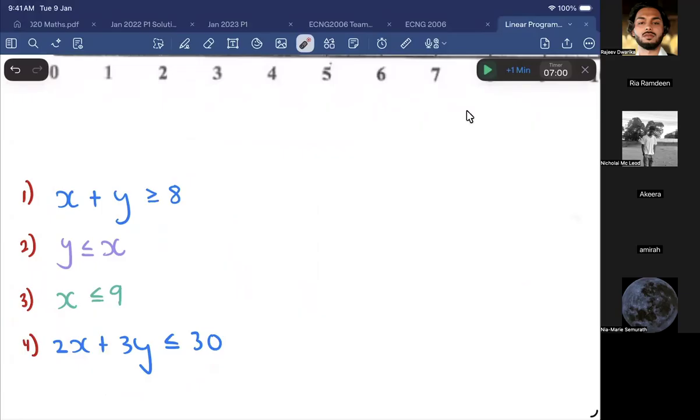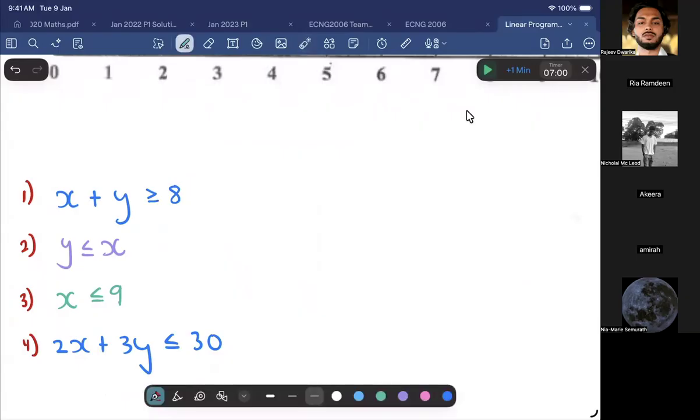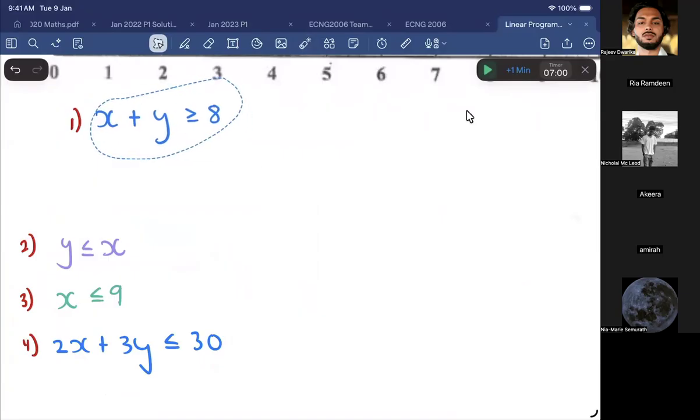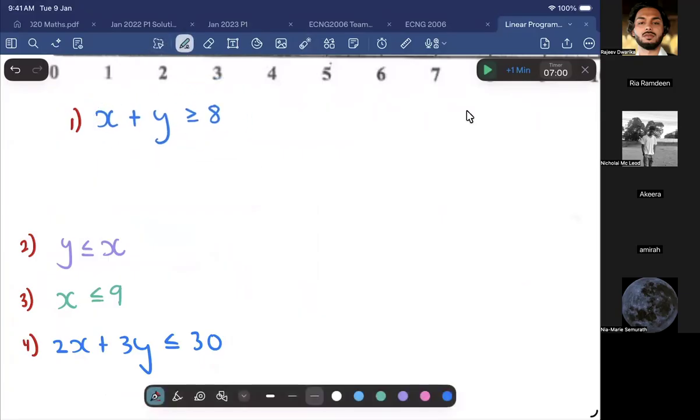So talk to me, guys. If you want to draw a line, how many points do you need? Remind me. To draw a line, how many points do you need? Two points. All right. So the first thing we are going to do is try to draw the graph of x plus y is more than or equal to 8.